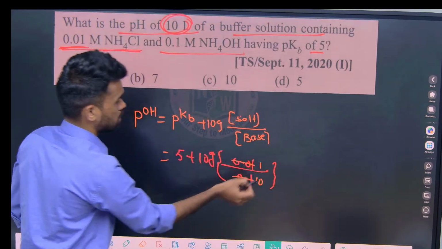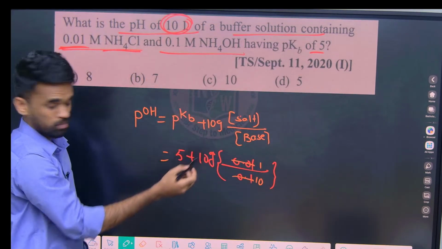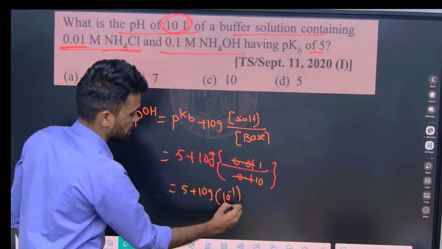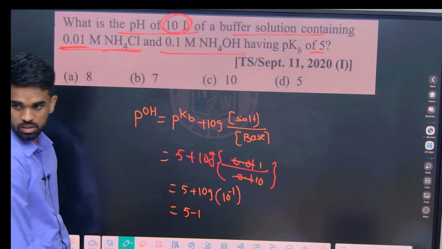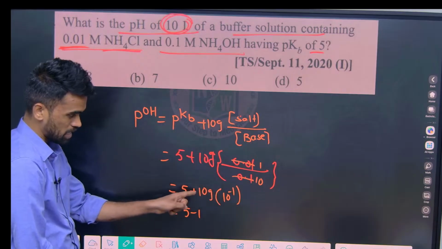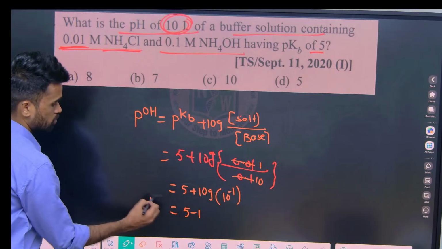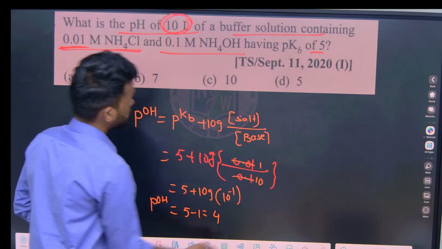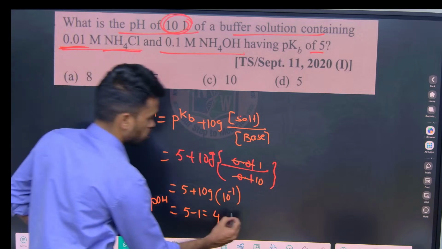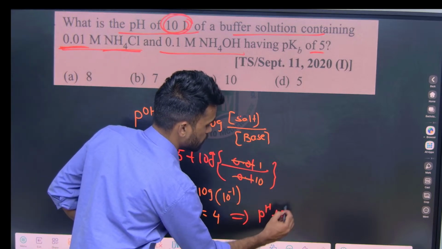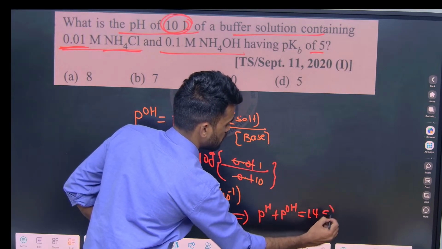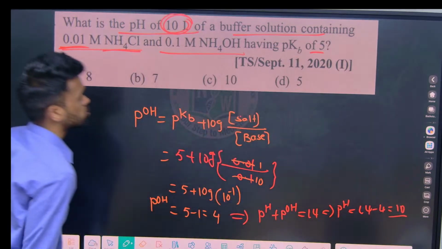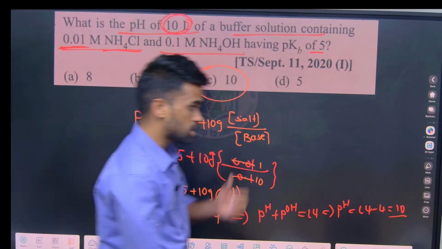You can write 1 by 10 as 10 power minus 1. So 5 plus log 10 power minus 1. Since the power is minus 1 and log 10 is 1, this is 5 minus 1. So pOH is 4. What I want is pH, the question is asking about pH. Now pH plus pOH is 14. Then pH is 14 minus 4, that is 10. So option C is the correct answer.